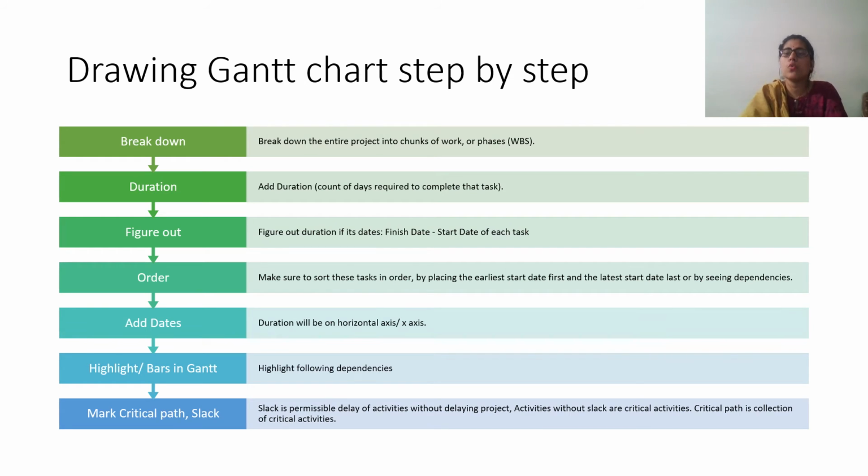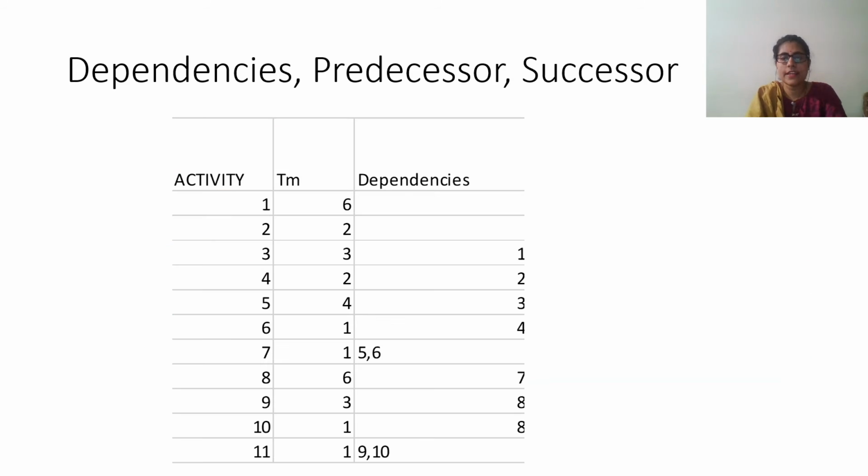Then you're going to highlight the dependencies and finally mark the path without any slack as the critical path. I prefer marking it in red color, and for activities with slack you are going to show the slack. This is how you draw your Gantt chart. Let us see it visually.